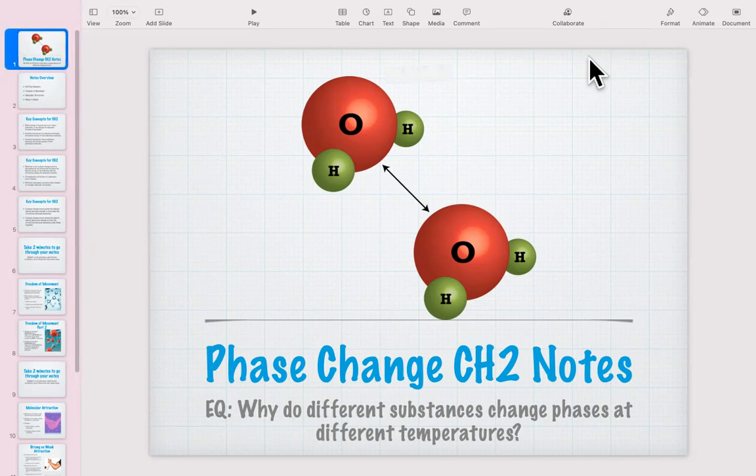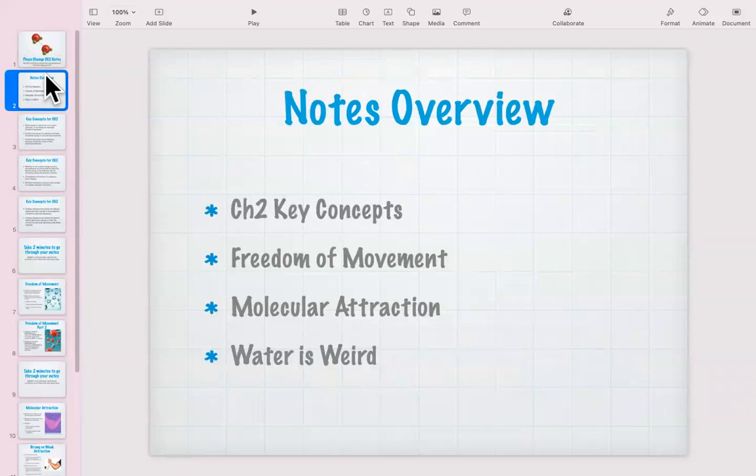In these chapter 2 notes, we're going to tackle the EQ: Why do different substances change phases at different temperatures? So let's get these things going. These notes are not nearly as long as last time. We do have quite a few key concepts though. So we're going to go through our chapter 2 key concepts.